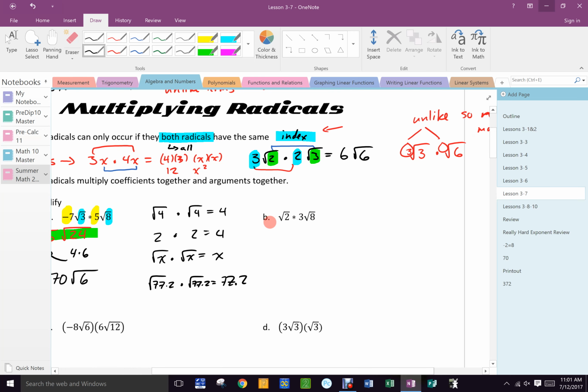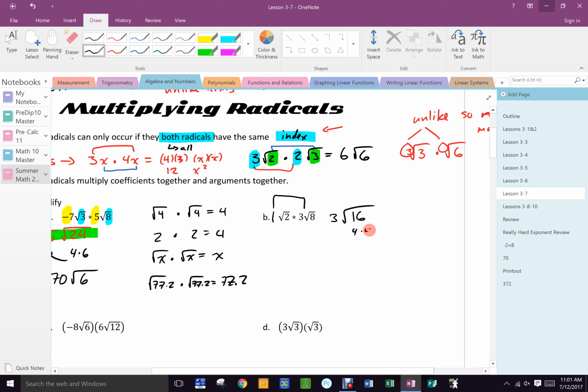Numbers, coefficients with coefficients, radicands with radicands. What is the coefficient out here that we don't write? 1. So 1 times 3 is what? 3. And 2 times 8 is what? 16. Would we ever leave it like that? No. No, we'd simplify.